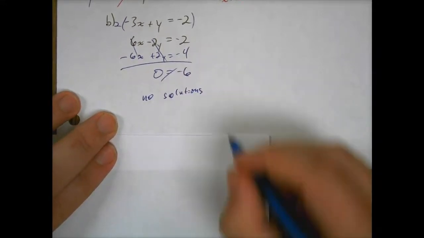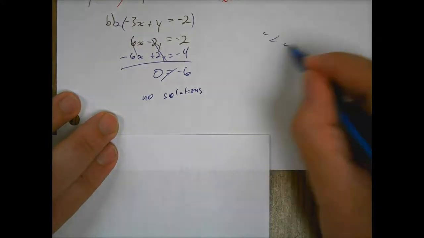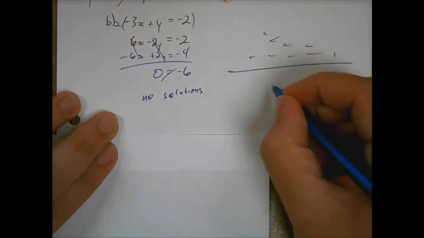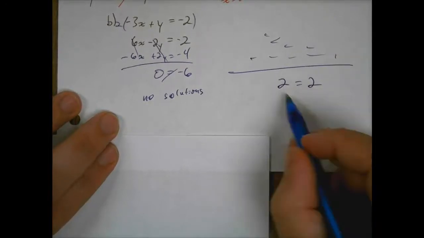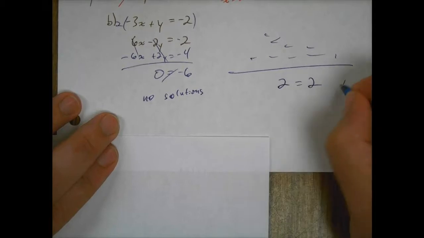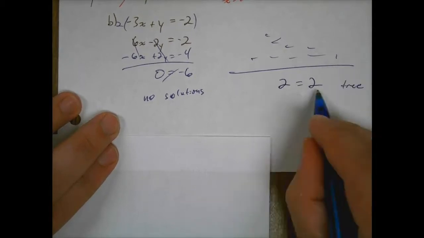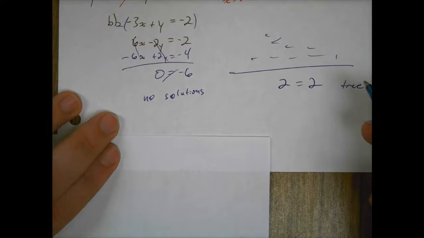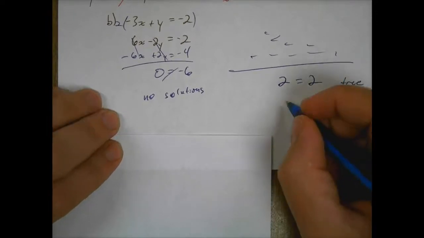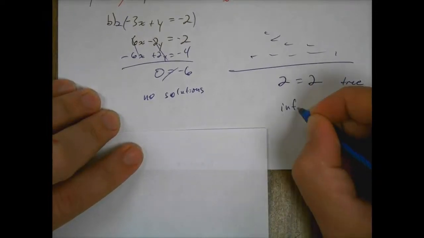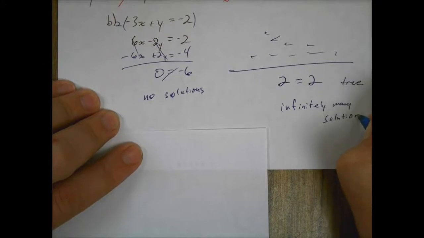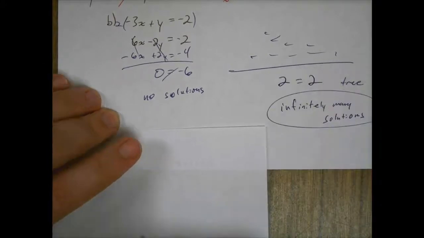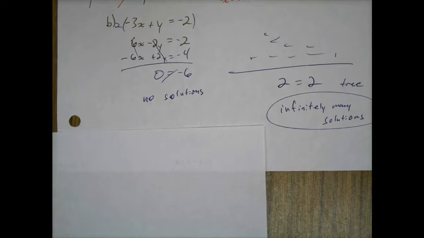If we did all of our math and we get our systems down to 2 equals 2, or 0 equals 0, something that is true, 2 definitely does equal 2, right? If you get something that's true, what that means is there's actually infinitely many solutions. So no matter what you choose for x or y, it will work in both of them.